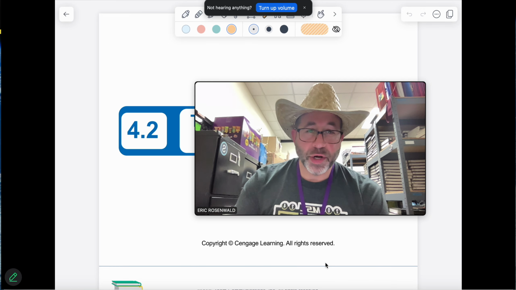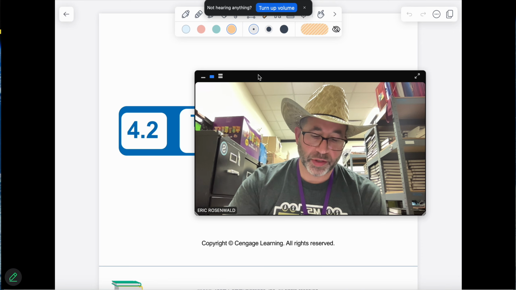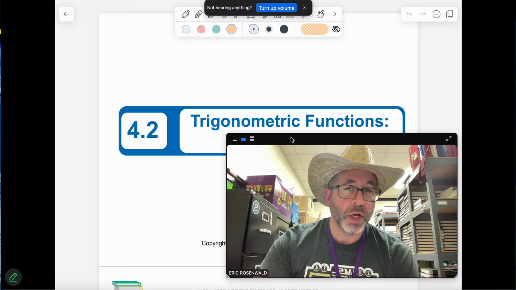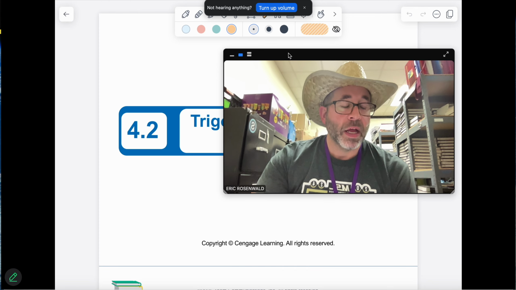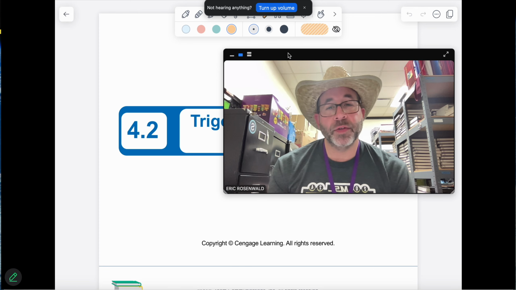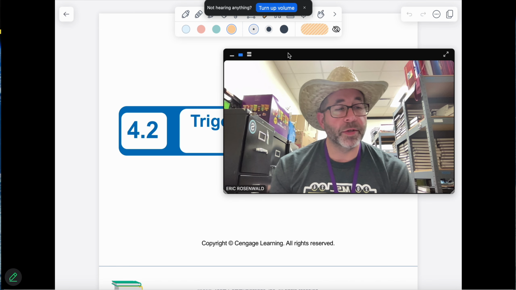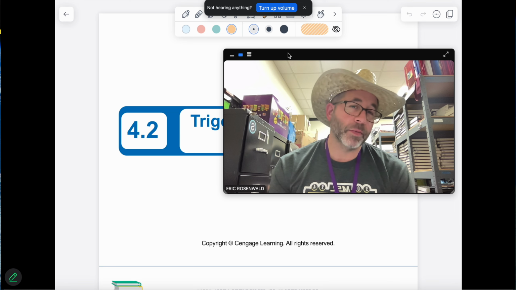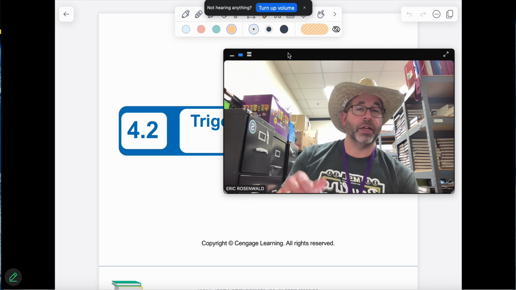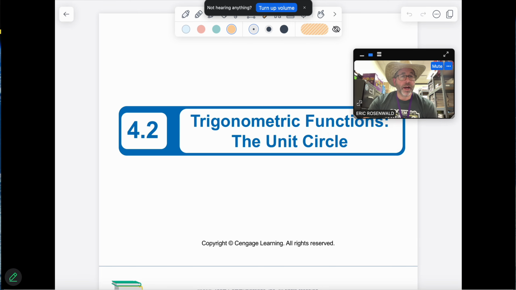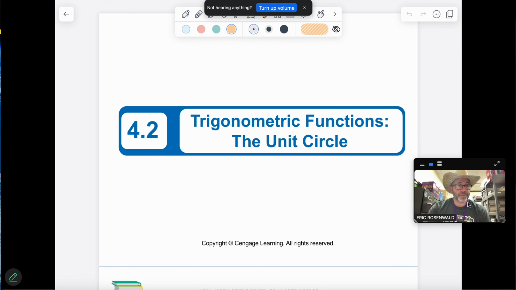Rosenwald here with some notes on using the unit circle, and we're working on section 4.2 related to trigonometry. While you're doing this section, I recommend that you have the unit circle available because I'm going to be doing quick references to different points on the unit circle, and I'm not going to keep drawing it. We'll just reference it really quickly, so have that available, okay? All right, so let's get started here.